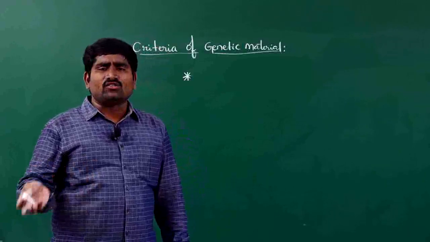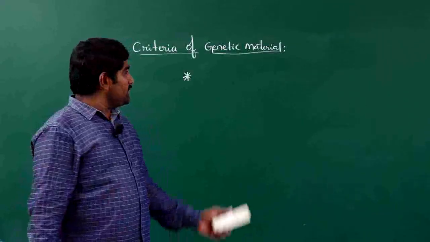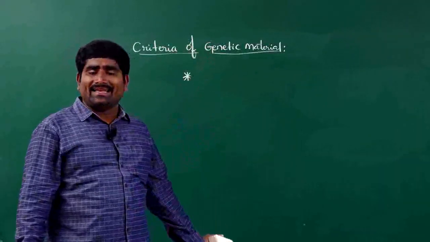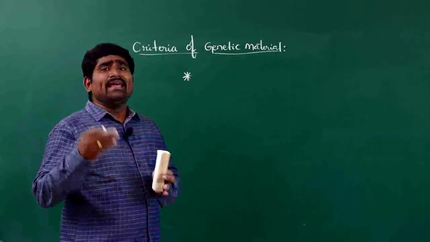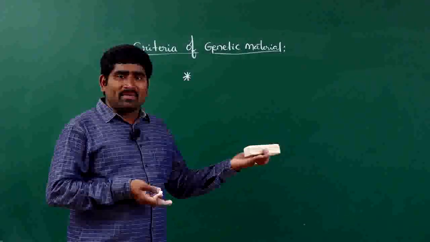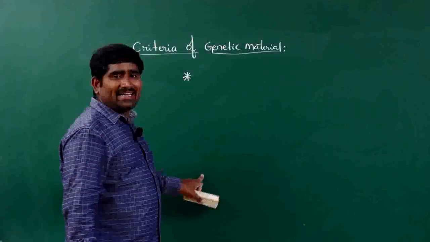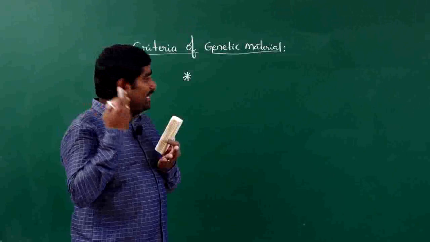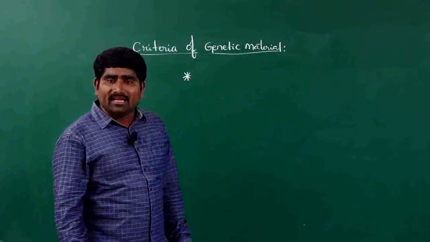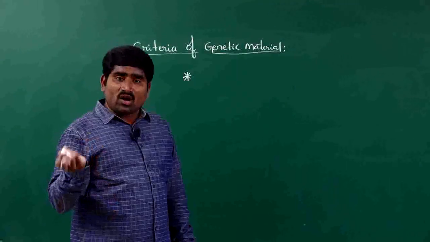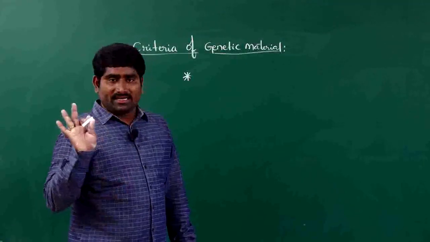Any material, when it is called a genetic material, should follow these criteria. Only then can it be considered genetic material. A material can be a genetic material or a non-genetic material. Based on these criteria, if a material is following all of them, then it is called genetic material. If it is not following them, then it is not considered genetic material.